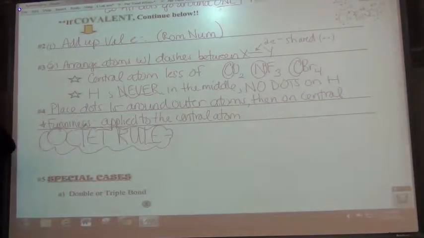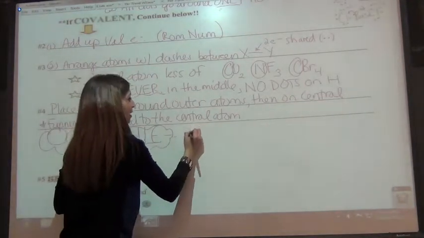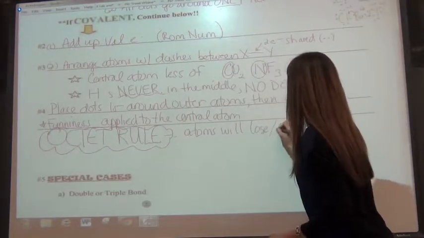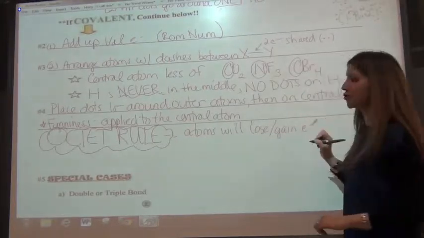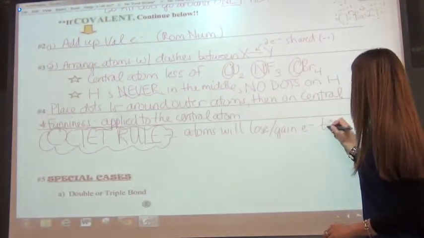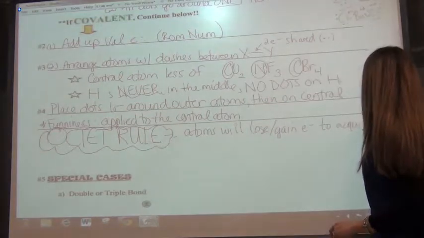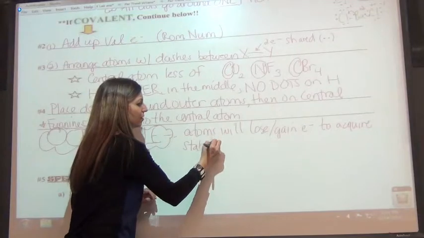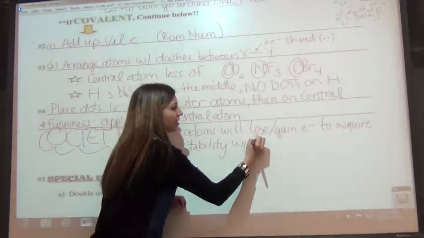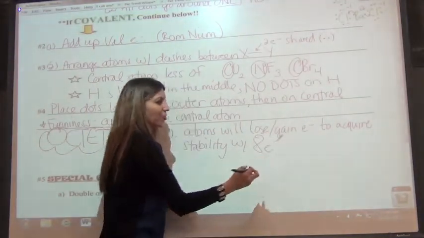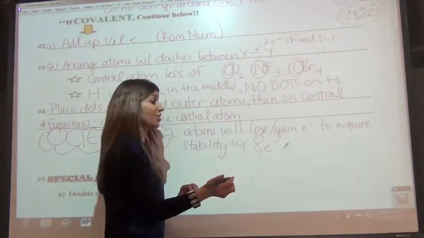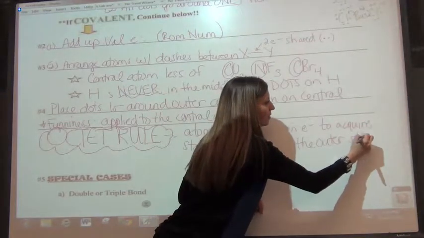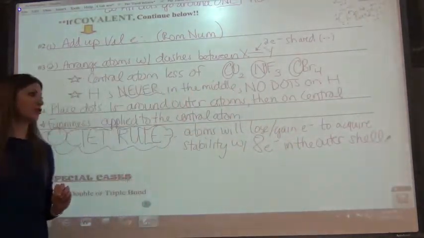Okay. The octet rule basically states that atoms will lose or gain electrons to acquire stability with 8 electrons in their outermost shell, in the outer shell. Okay, so they'll try to get 8.